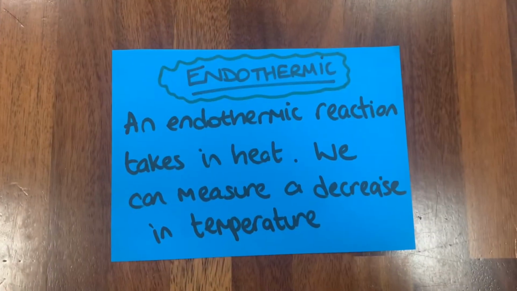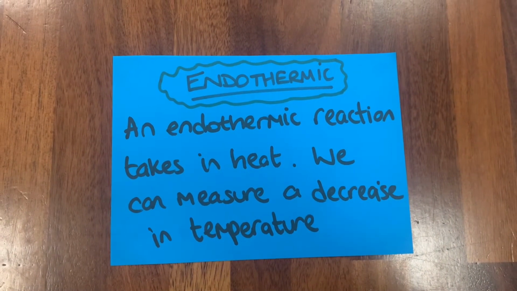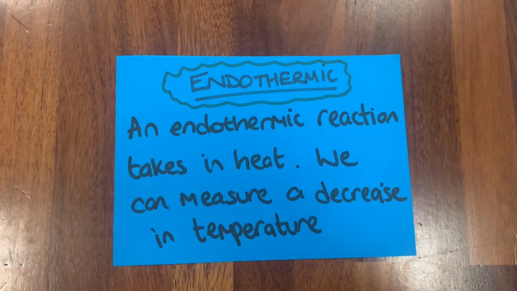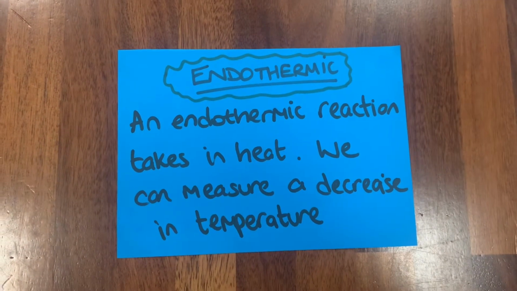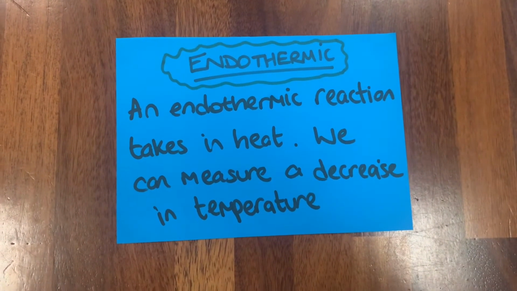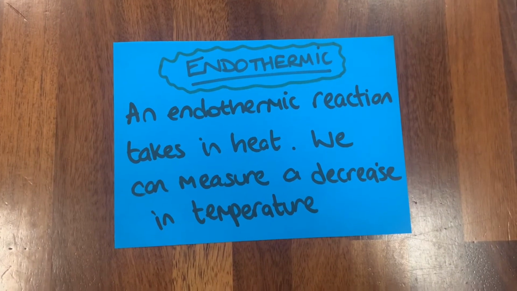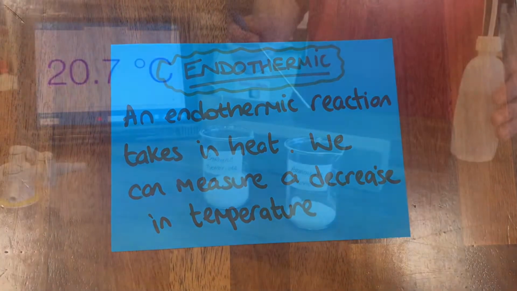So hopefully you saw the example of the exothermic reaction and the observations, with the flame reduced to heat and the light given off. They're all forms of energy. An endothermic reaction is one that takes in heat and we can measure a decrease in temperature. I'm going to show you an example of that now.